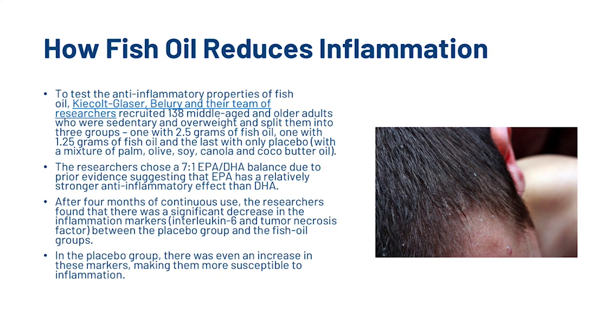Now, to test the anti-inflammatory properties of fish oil, this group of researchers recruited 138 middle-aged and older adults who were sedentary and overweight and split them into 3 groups. One of them took 2.5 grams of fish oil, another one took 1.25 grams, and the last took a placebo with a mixture of palm, olive, soy, canola and cocoa butter oil. Now, the researchers chose a 7-to-1 EPA to DHA balance due to the prior evidence suggesting that EPA has a relatively stronger anti-inflammatory effect than DHA.